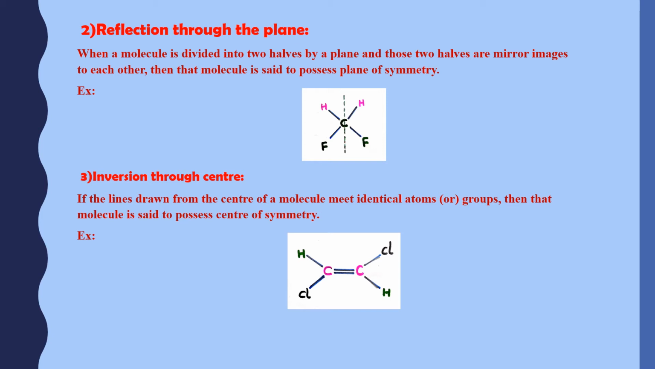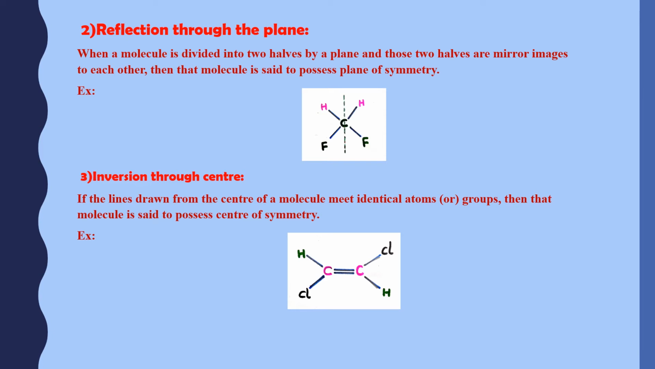What will you write here, students? When a molecule is divided into two equal halves by a plane and those two halves are mirror images of one another, then we say that molecule is said to possess a plane of symmetry. Look at the example given below. What is this? Difluoromethane.